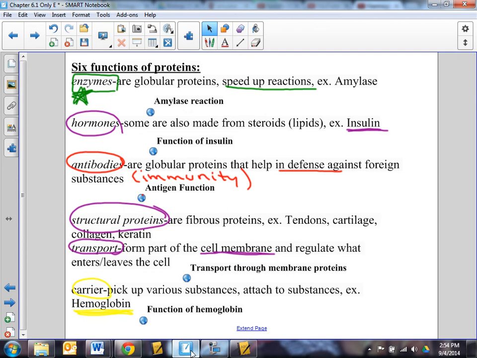Does anyone want to ask any questions about the functions of proteins? So I'm just going to pause for a second.